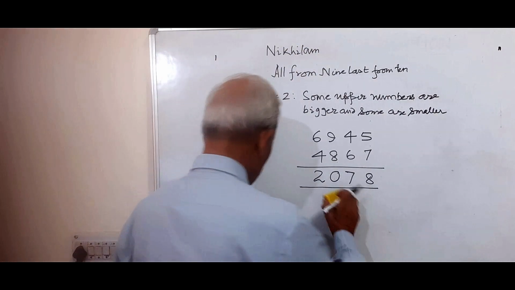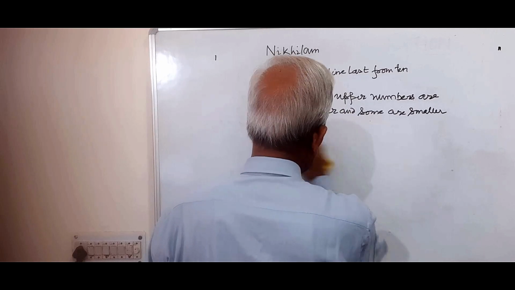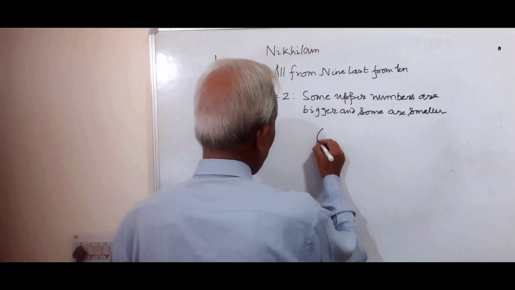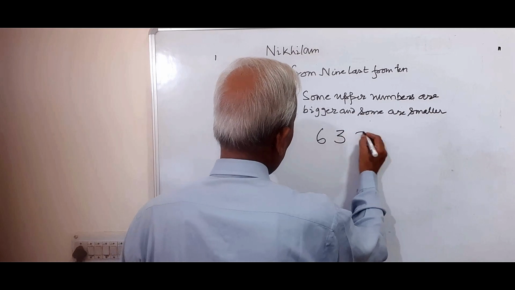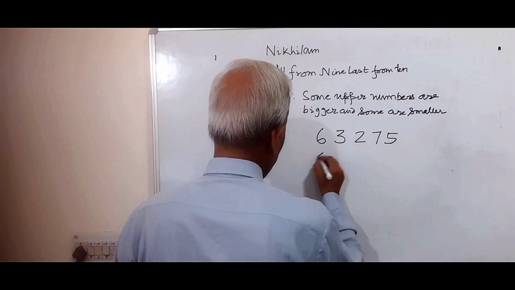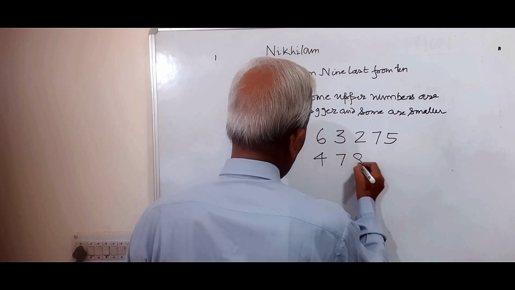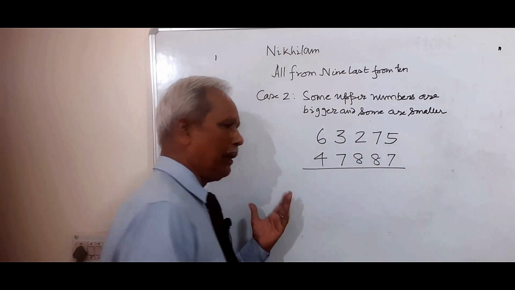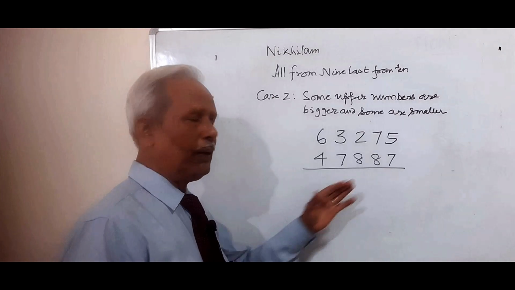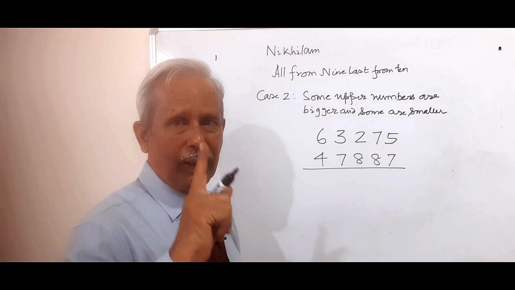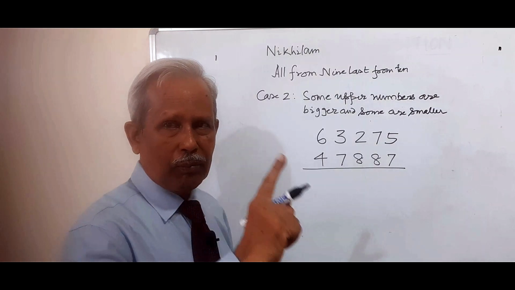Okay. I'll show you another example. 63275, 47887. Just remember when you are in complement, when you are out of complement. And when the first time you are out of complement, add 1 to the lower number. Remember, in complement, out of complement.